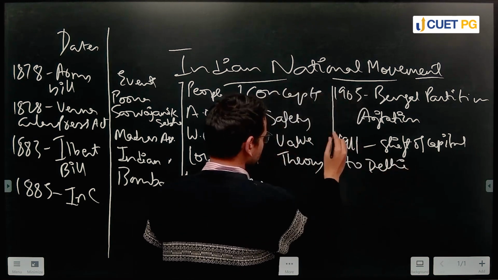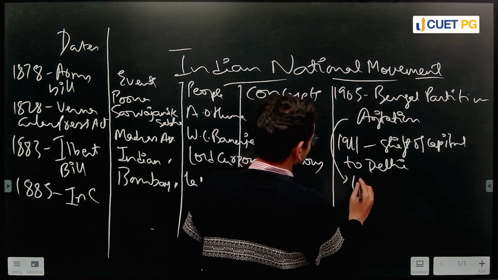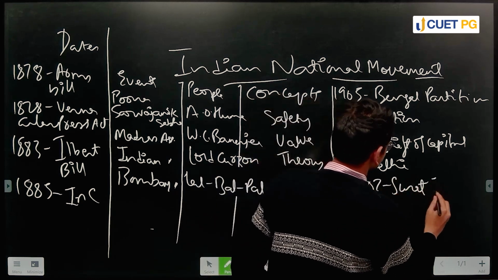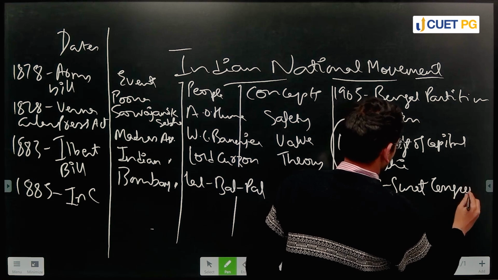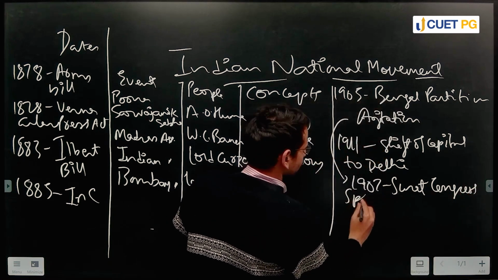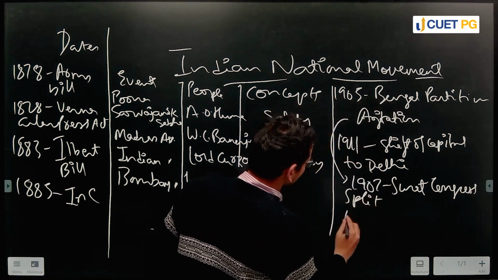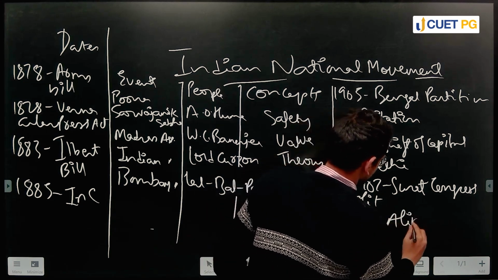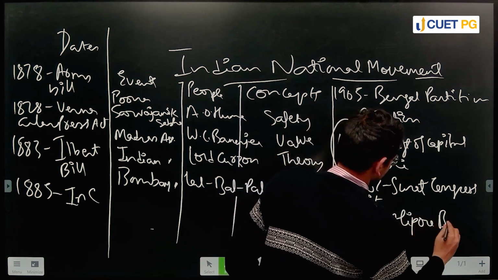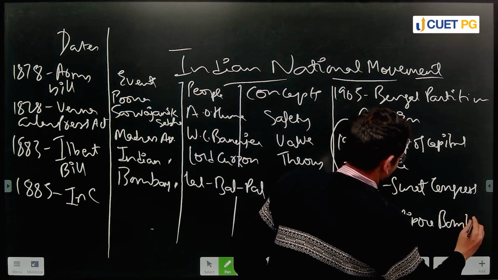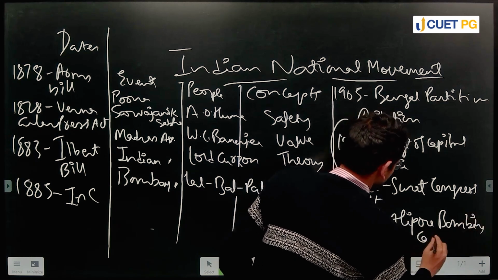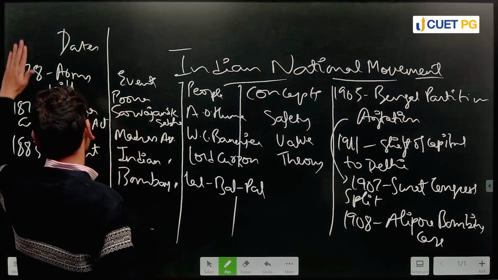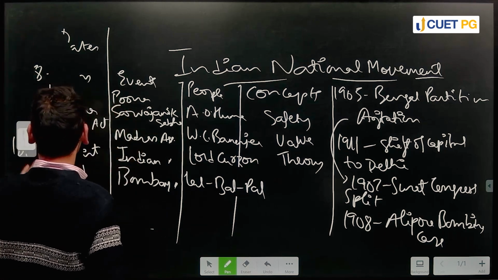Before that, two major events. 1907, Surat Congress split. 1908, Alipur bombing case, which led to the arrest of major Congress leaders and a lull in the next few years of the Indian National Congress.